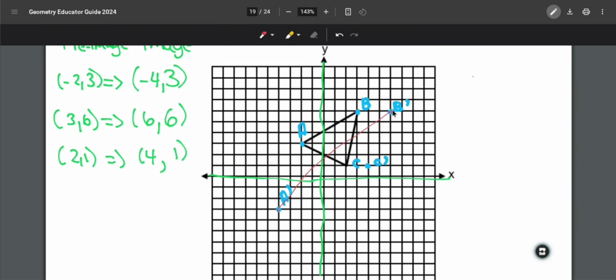Not going to be the straightest lines, but I want you guys to just get the gist of what it's going to look like. That's going to be my new triangle. Okay? So I first found out my points. I used the rule they gave me. They already tell you what you're going to do to perform that horizontal stretch. You just need to apply it and then graph it.